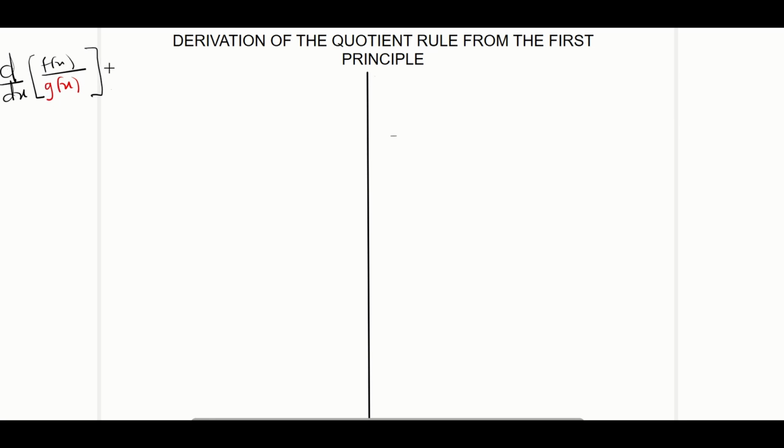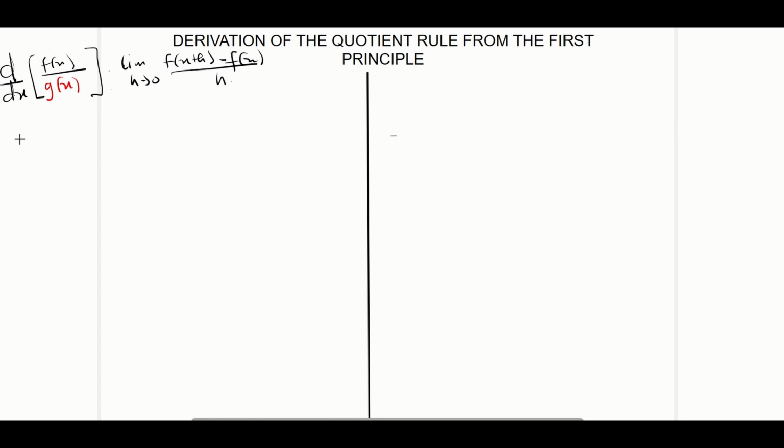Now we are using the first principle. By the first principle, we are taking the limit as h approaches 0 of the function at x plus h minus the function at x, all over h. So we are going to use this to evaluate this.